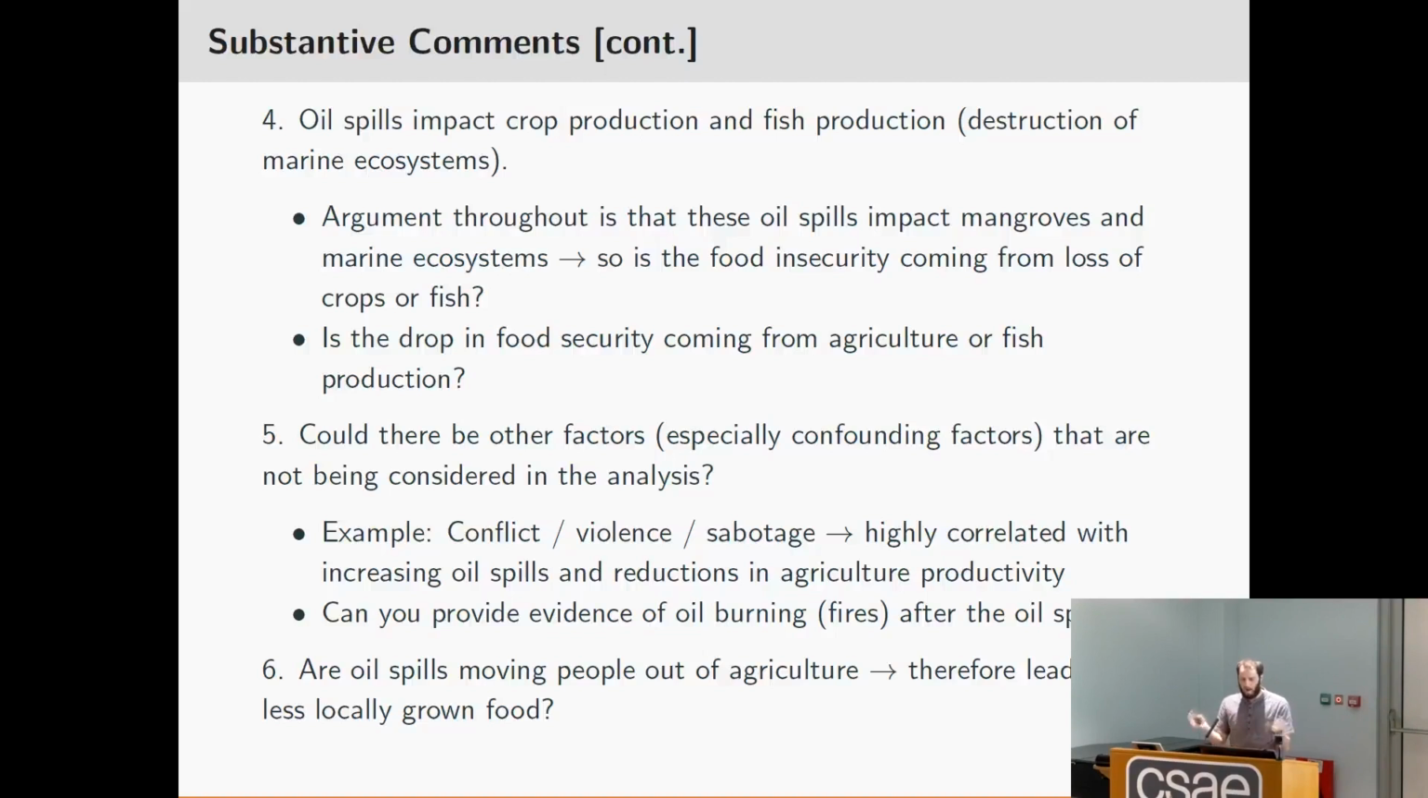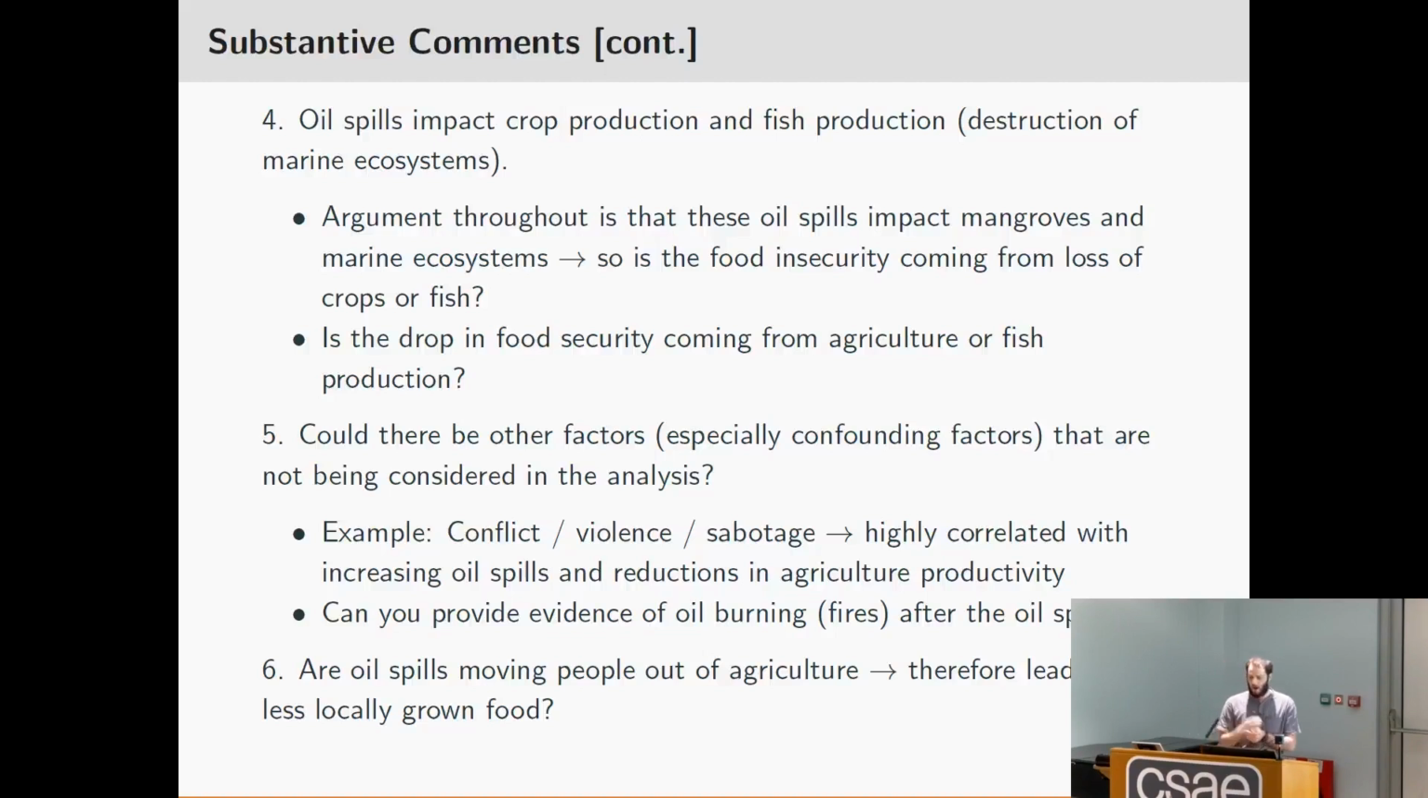Okay, could there be other factors? So some confounding factors that are not being considered in this analysis. The one that I was thinking about throughout was conflict, violence, and sabotage. Conflict is highly correlated with oil spills, and conflict is also highly correlated with agricultural production. So maybe there's a way that you can control for conflict.